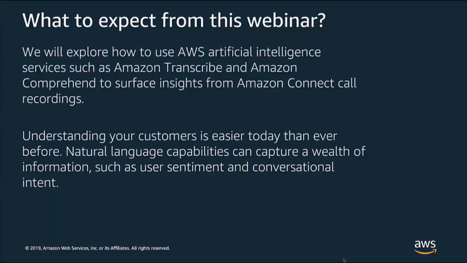In today's session, we will explore how to use AWS artificial intelligence services such as Amazon Transcribe and Amazon Comprehend to surface insights from Amazon Connect contact center call recordings. Understanding your customer is easier today than ever before. Natural language capabilities can capture a wealth of information like sentiment and conversational intent and context.